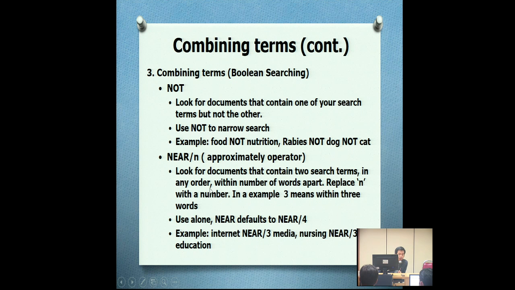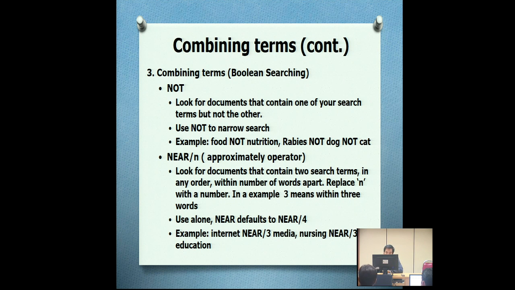You can control it by putting in a number, which means you want to search within 3 words, within 4 words, within 10 words, within 15 words. You just type NEAR slash followed by the number. But if you don't put any number, the default is 4. Default is 4. This is the combination of terms. You got an idea? Any questions so far?